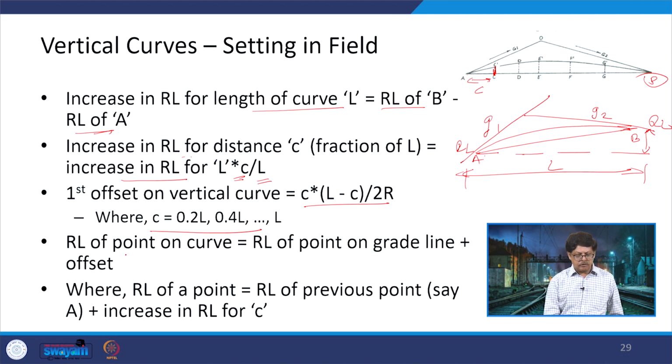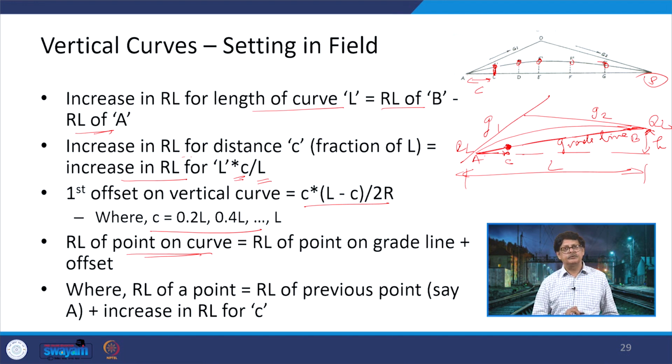The RL of point on curve. So, now you have got a point here, these are the points on the curve. So, what is the RL of this? The RL of point on curve is RL of point on the grade line plus offset. That means, if I am going in this diagram, I have come here, this is my point C. This point C is basically here on the grade line. So, this is a grade line which is connecting point A and point B, which are at a height of h. So, now you can find out the RL of this point because you know the distance C. Once this is known, from there we are considering the offset, where RL of point is RL of the previous, say A, plus increase in RL for C. So, that is what I just defined here.